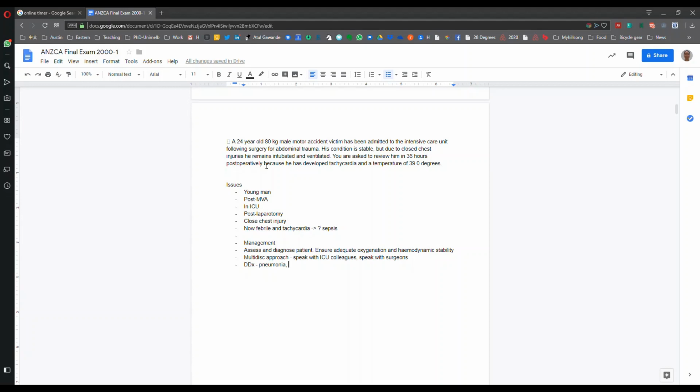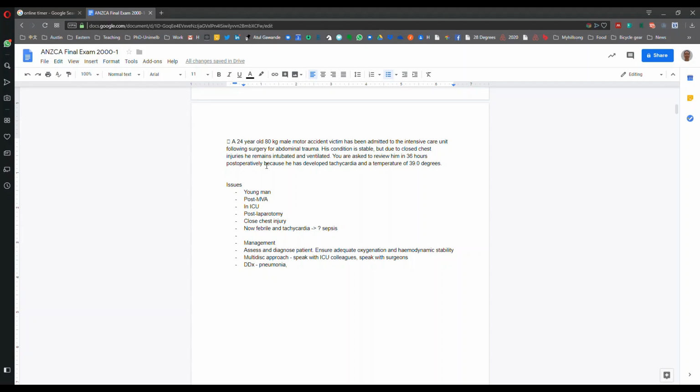My approach to this patient would be to assess and diagnose the patient, ensuring that the patient has adequate oxygenation and remains hemodynamically stable. I would review his notes, looking particularly for the mechanism of the motor vehicle accident. I would be looking at the operation report to assess what happened previously in theatre, and whether there is potential for any bowel injury. I would also like to review the notes to ensure that there are no other complicating medical conditions.